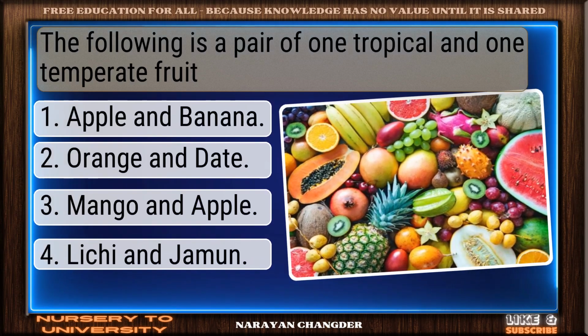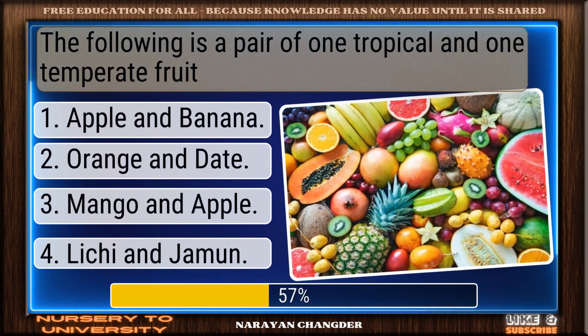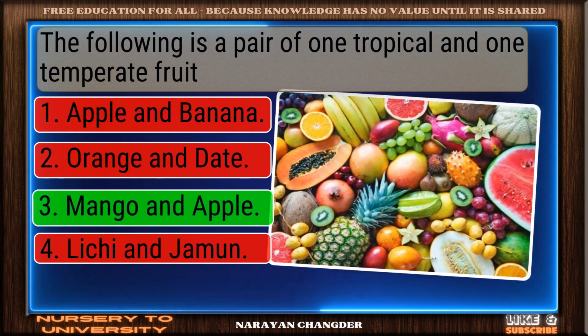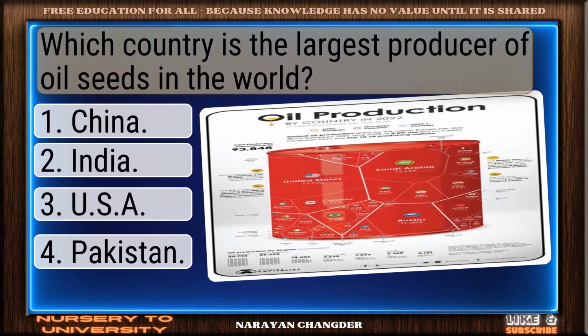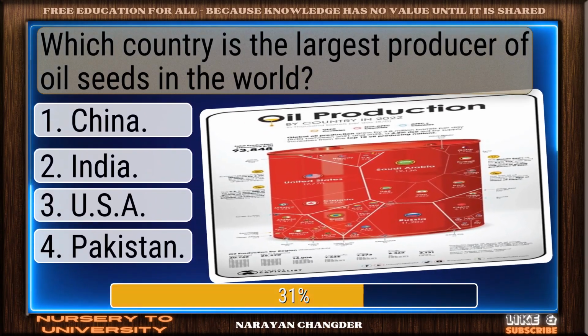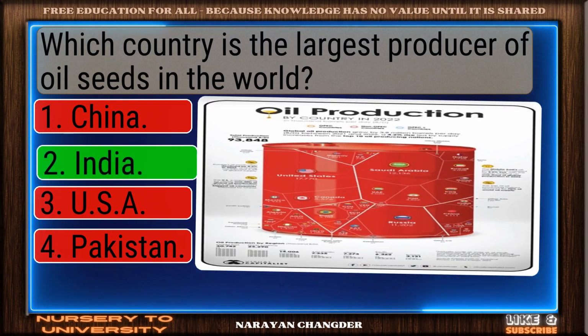The following is a pair of one tropical and one temperate fruit. Good job. Mango and apple works well. Which country is the largest producer of oil seeds in the world? Sharp thinking. India is right.